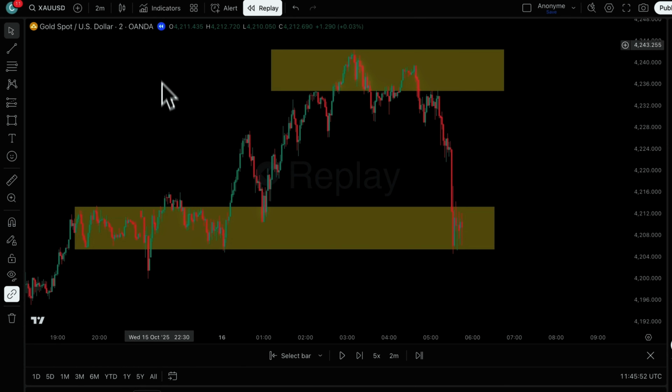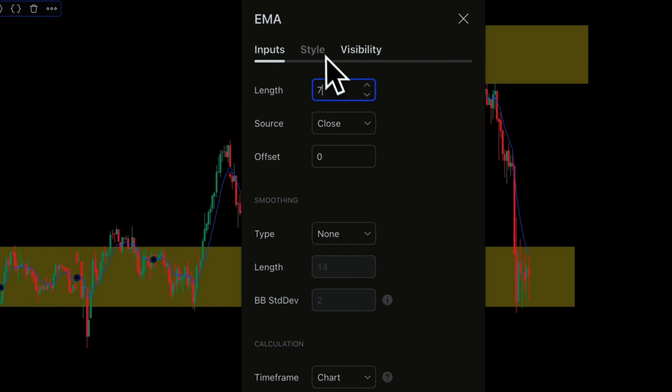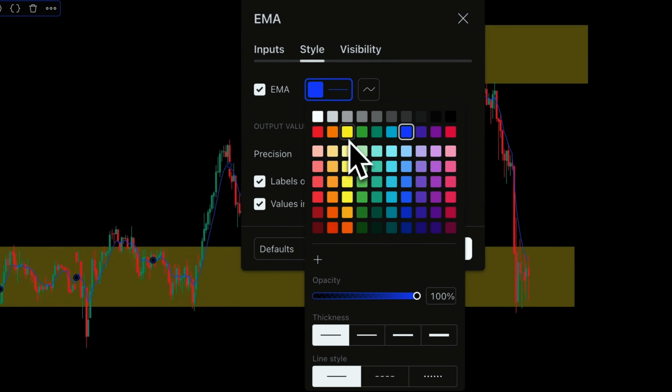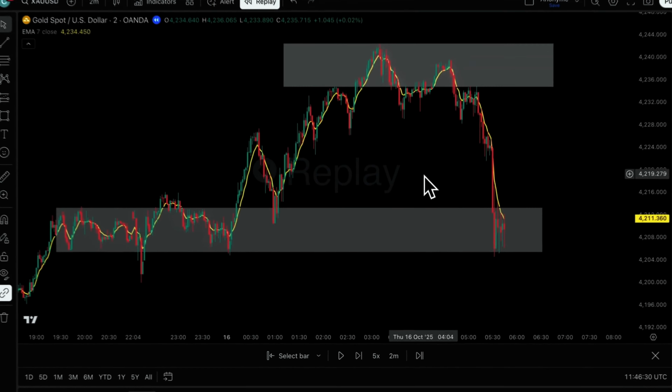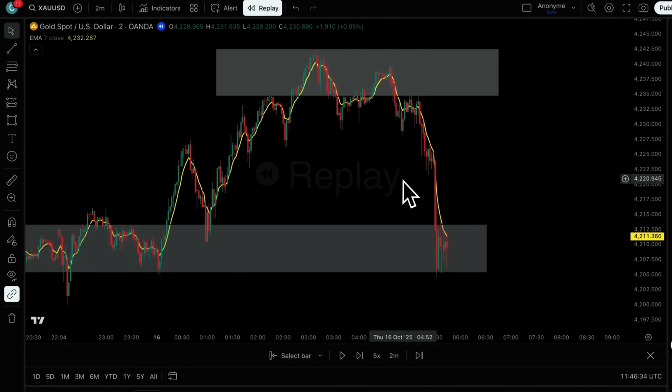The only technical indicator we're going to use for this strategy is the moving average with this period. We'll set it to yellow so it's clearly visible on the screen. That's the only indicator I use for this strategy. Then I'll use price action, of course.